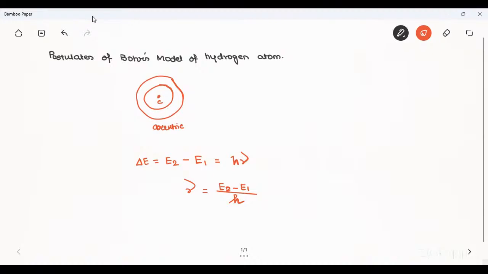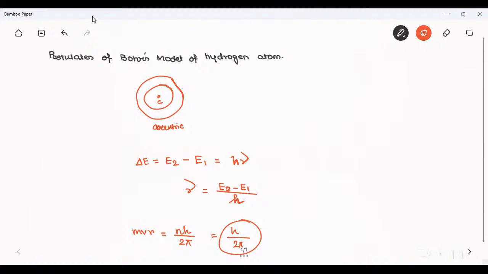And the angular momentum of an electron is given by the formula mvr is equal to nh by 2 pi. An electron revolves only in the orbits for which its angular momentum is an integral multiple of h by 2 pi. So these were the postulates regarding the atomic model.